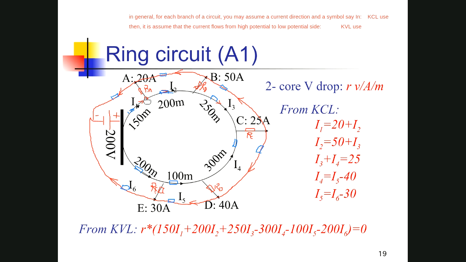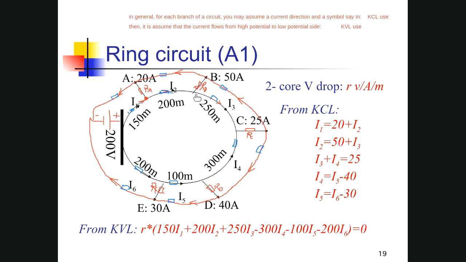Similarly, looking at the points between I2 and I3: I2 in at this point, I3 out at this point, and 50 amperes, that is load B, out at this point. So we have I2 equal to 50 plus I3. All this depends on how you assume the current directions. Once you assume it, do not change it.